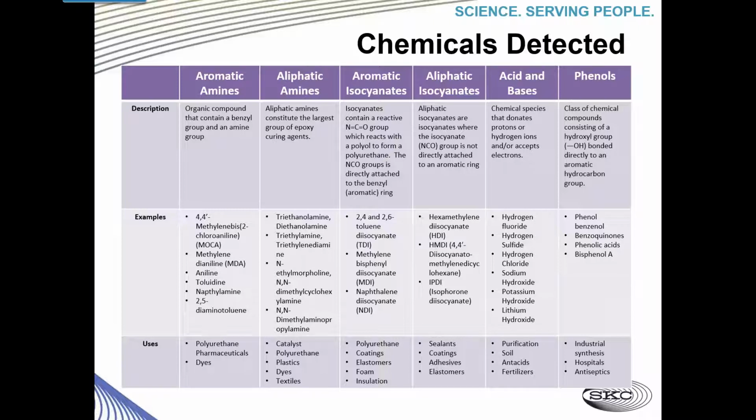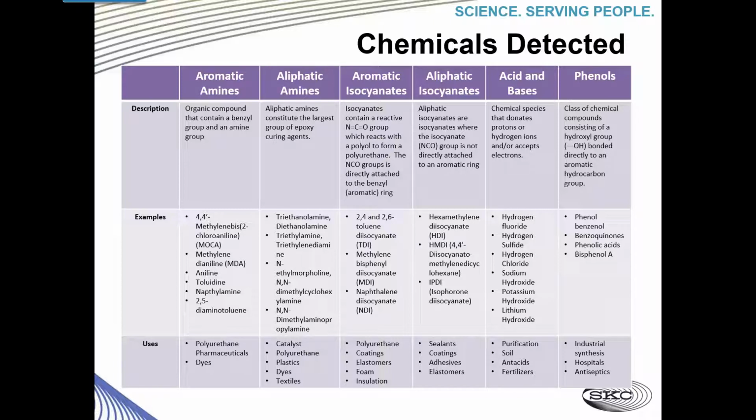For isocyanates, same principle as the aromatic and aliphatic. For aromatic, it has that benzyl group, the aromatic ring, but also has an NCO group attached to it. That's what makes it aromatic. The examples are TDI, MDI, and NDI, and it's typically used for polyurethanes, coatings, elastomer foams, and insulation. The aliphatic, as I said, doesn't have that benzyl group, but has the NCO. Some of the examples are HDI, HDMI, and IPDI. And the uses are sealants, coatings, adhesives, and also elastomers.